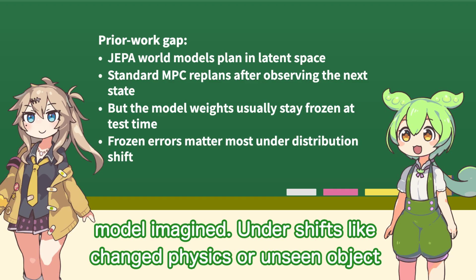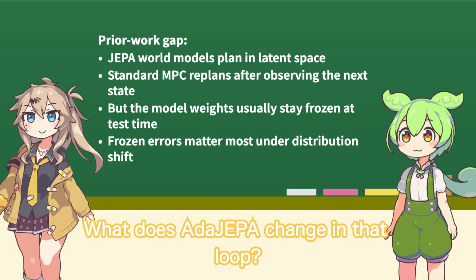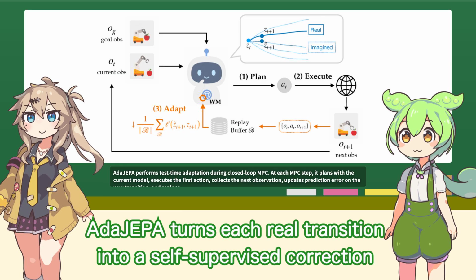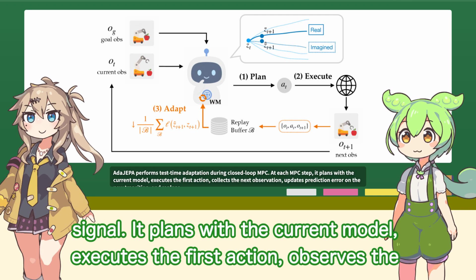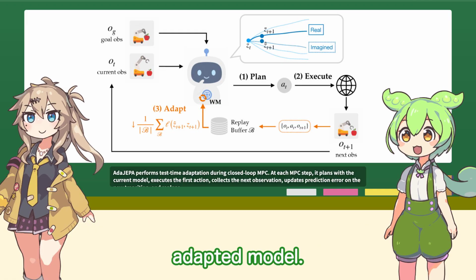Under shifts like changed physics or unseen object shapes, that prediction error can send the plan off course. What does AdaJEPA change in that loop? AdaJEPA turns each real transition into a self-supervised correction signal. It plans with the current model, executes the first action, observes the next state, updates a small part of the model, and then replans with the adapted model.